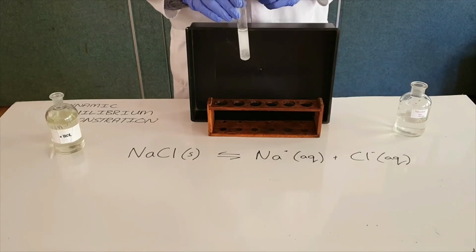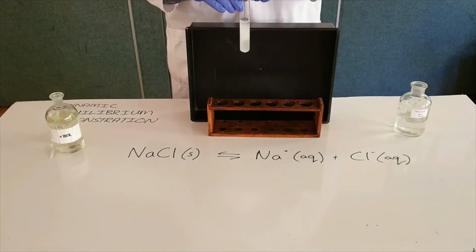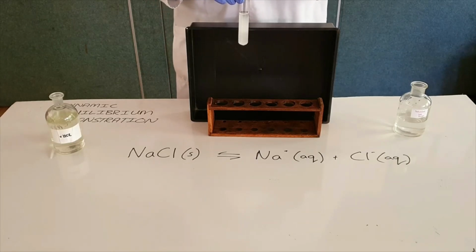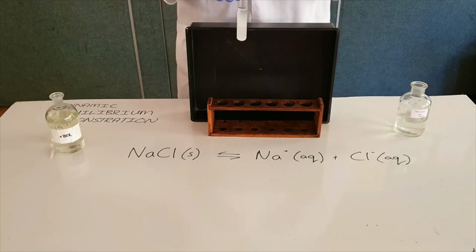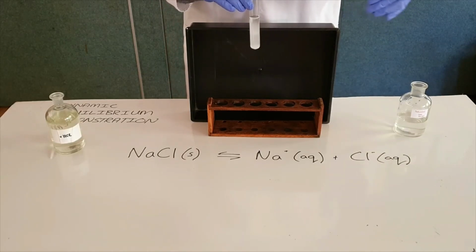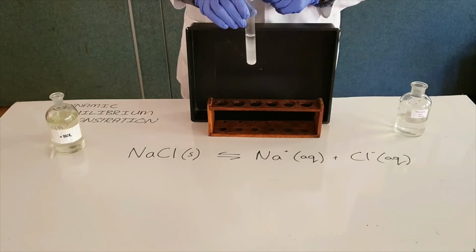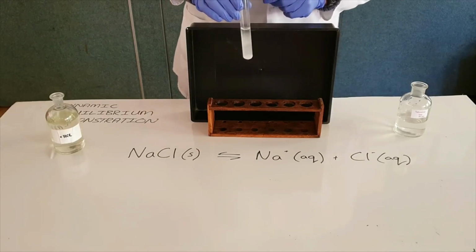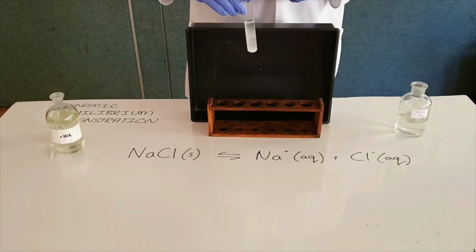Note here that this is a dynamic equilibrium. There's no chemical reaction happening here. This is a physical process where solid sodium chloride is being ionized into sodium ions and chloride ions, and now the reverse process is where those sodium and chloride ions are combining again to form a solid white precipitate, which we can see being deposited at the bottom of this test tube.